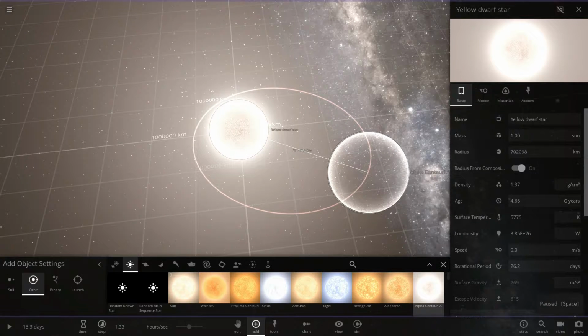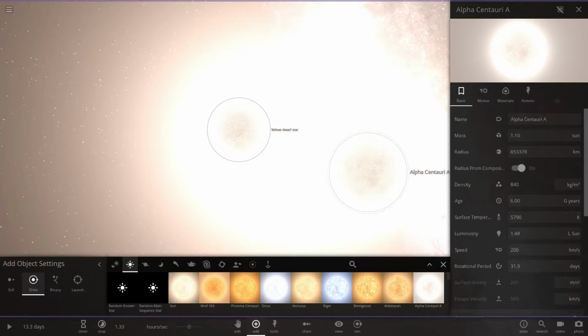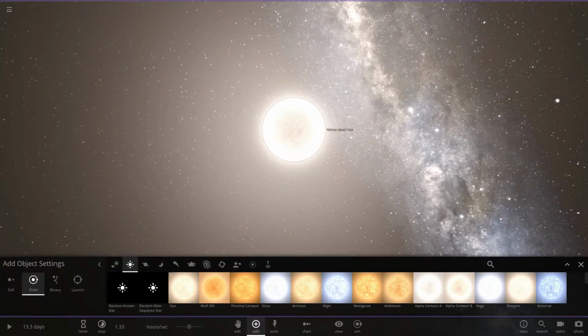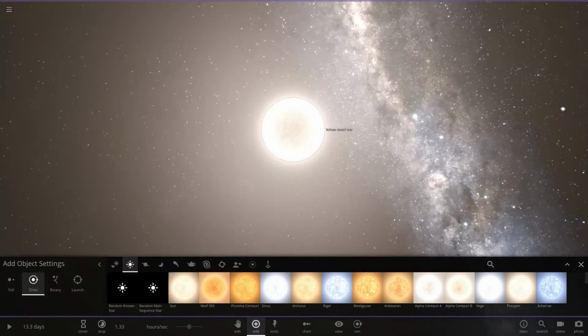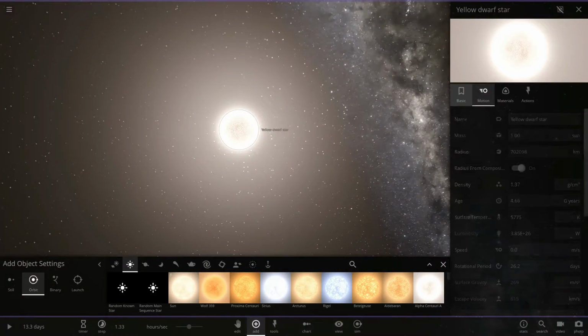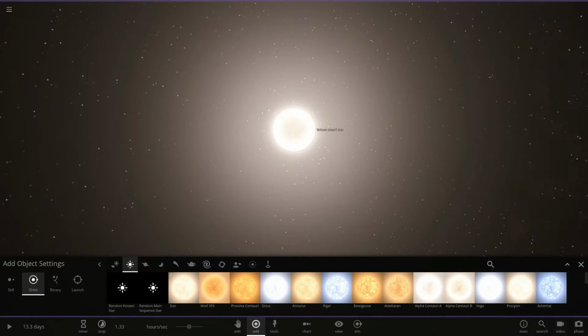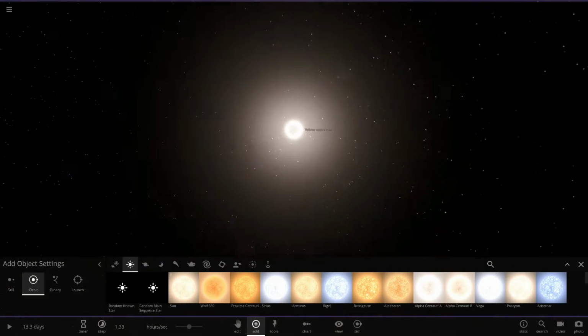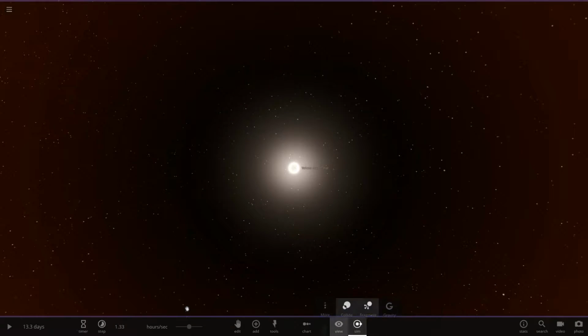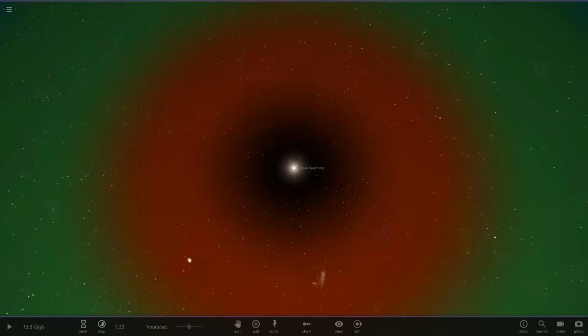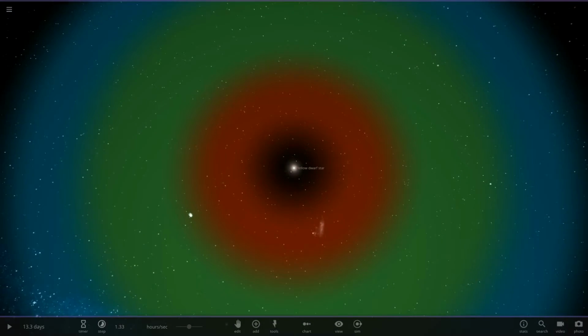Alpha Centauri is, yeah, it is bigger. But basically, okay, so let's get this up. We're using our sun, because I mean, why not?